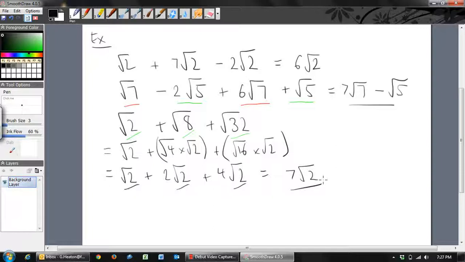I'll do one on subtracting. Dividing, and then we'll probably be finished.